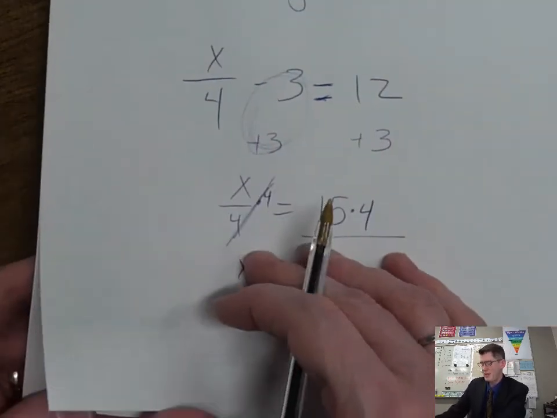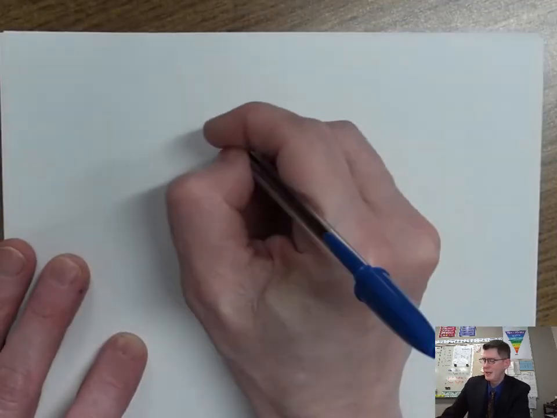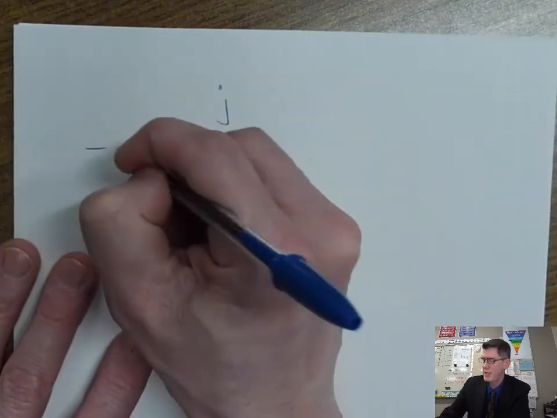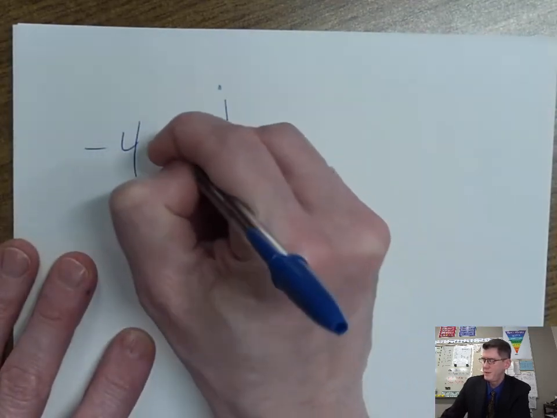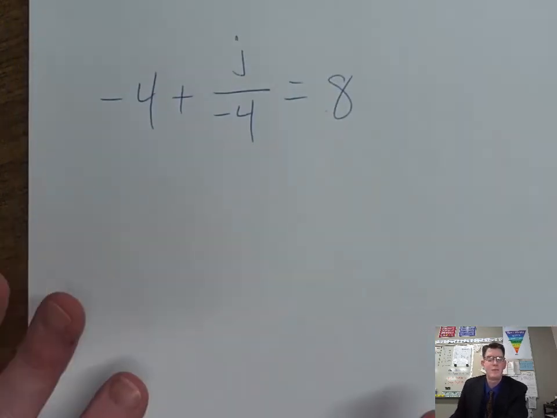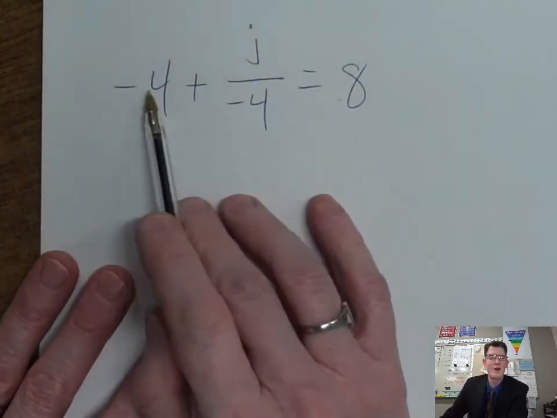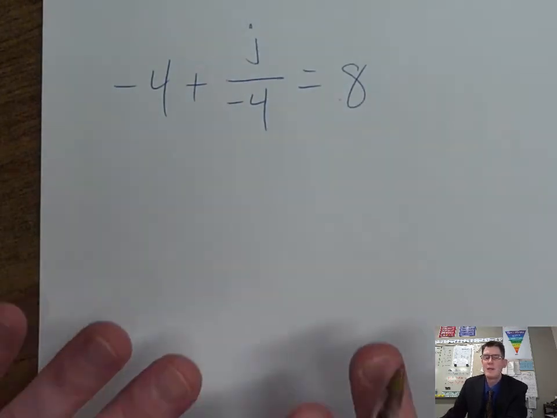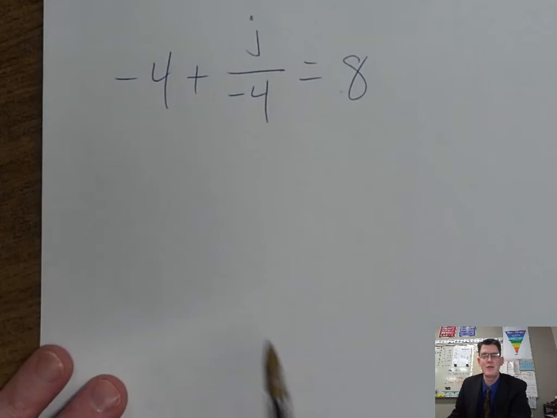I'm going to try to get some real ugly example. j over negative 4, let's put a negative 4 plus that equals 8. Whoa, it's in a different order than I'm used to. I've got these negatives and divide. Do the same thing that we've done, just follow the same process.